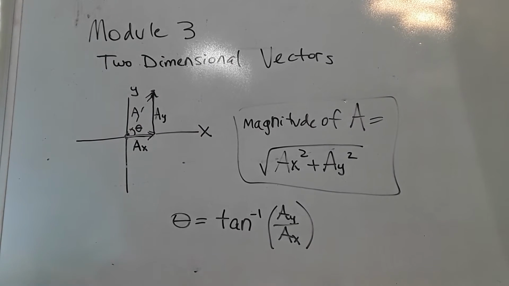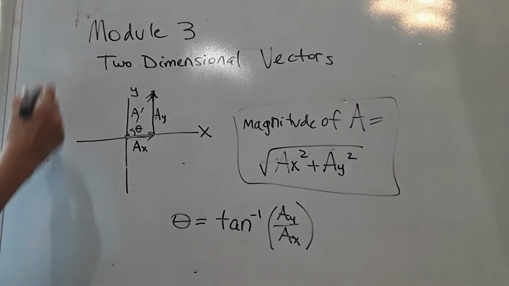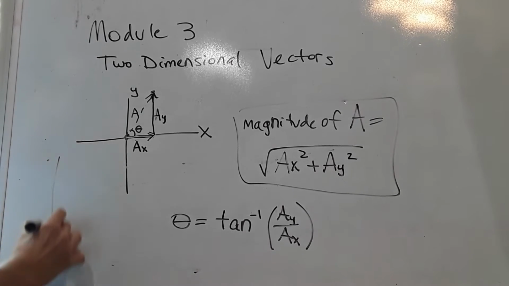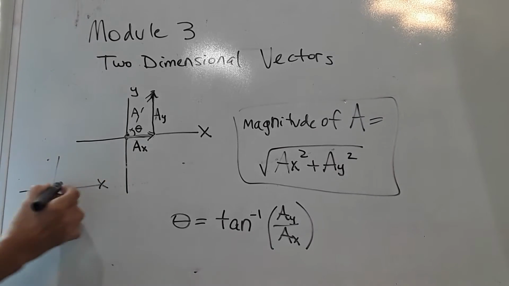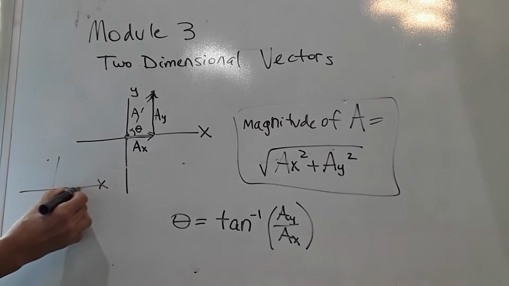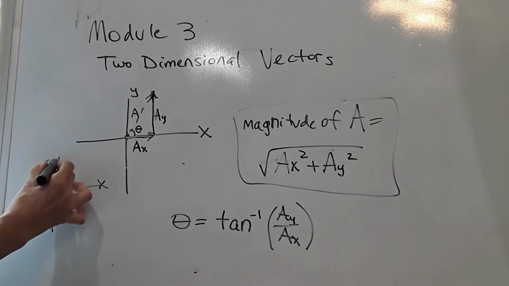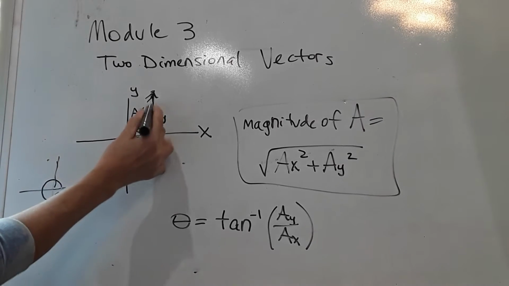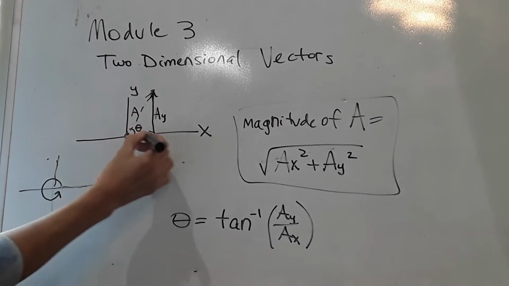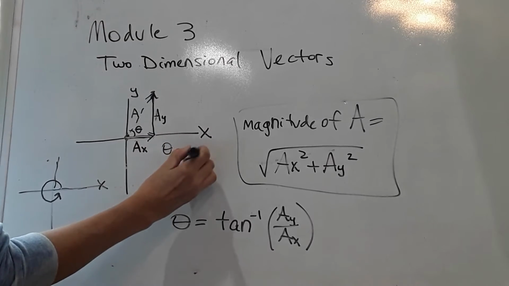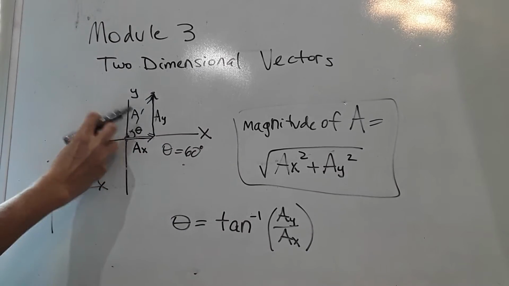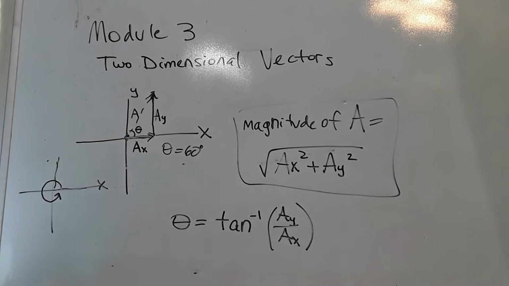Okay? It's important to note that in your XY coordinate system, you always start at your positive x-axis and go in a counterclockwise motion to measure your angle, okay? So in that case, that angle might be 60 degrees, for instance, because you're measuring it from that point, okay?